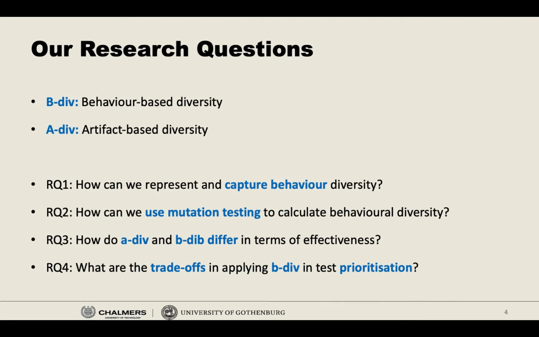Before I go into details, the four main questions driving our research are: first, we want to investigate how to represent and capture behavioral data. Then, how to instrument mutation testing to calculate this diversity information. Our goal is then to compare the effectiveness of artifact and behavioral diversity, and lastly, identify the advantages and disadvantages of our approach.